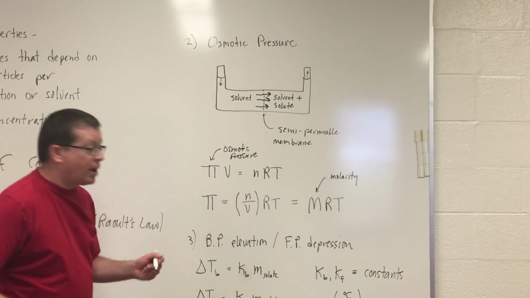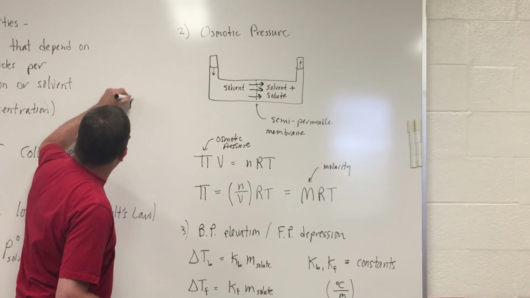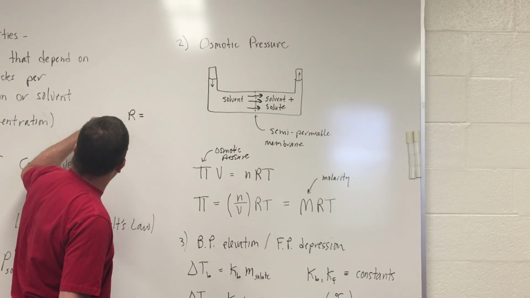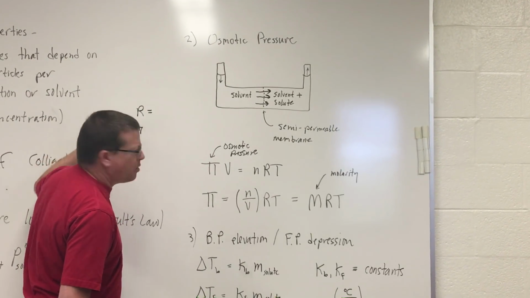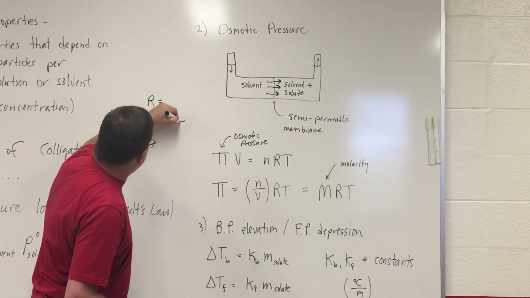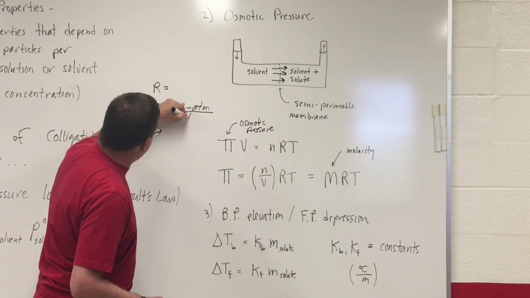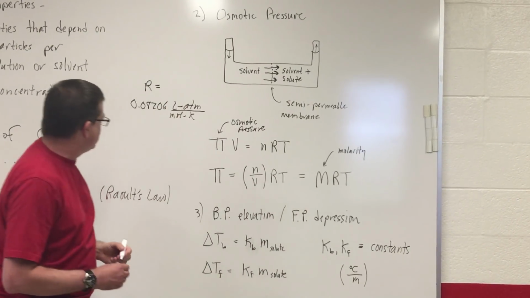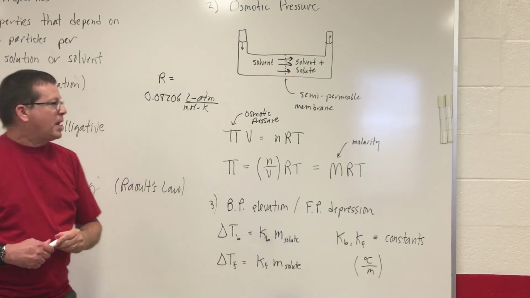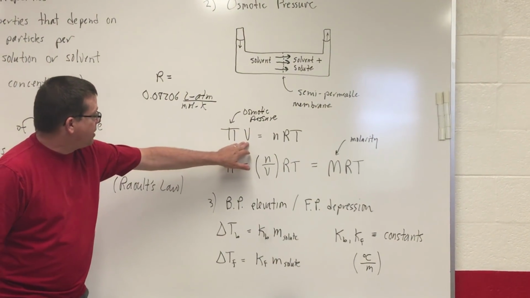So which R do we want? Well, we want the PV equals nRT R. So in this particular case, R is going to take the value of 0.08206 liter atmospheres per mole times Kelvin.